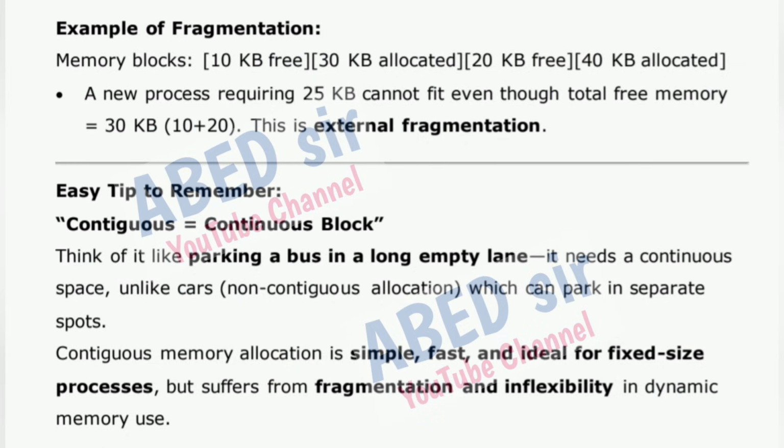Easy tip to remember. Contiguous is equal to continuous block. Think of it like parking a bus in a long empty lane. It needs a continuous space, unlike cars, non-contiguous allocation, which can park in separate spots. Contiguous memory allocation is simple, fast, and ideal for fixed-size processes, but suffers from fragmentation and inflexibility in dynamic memory use.